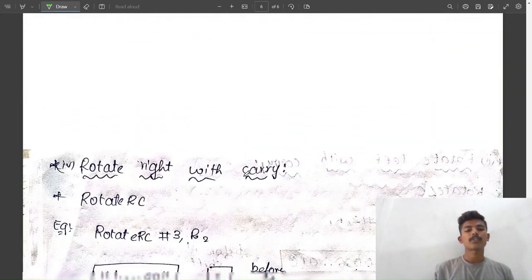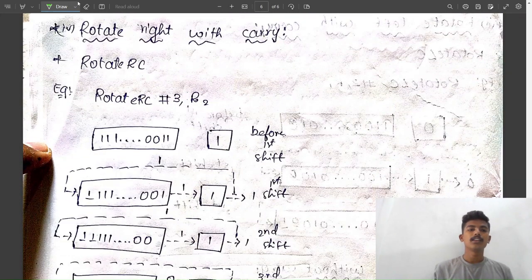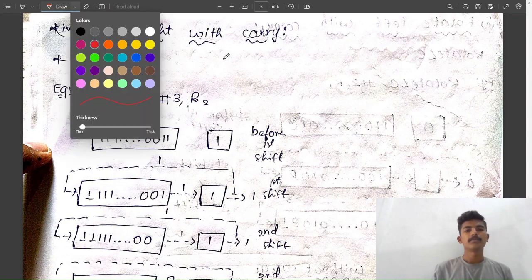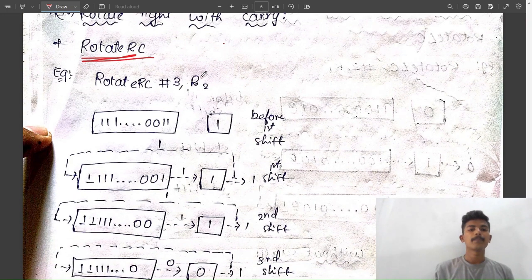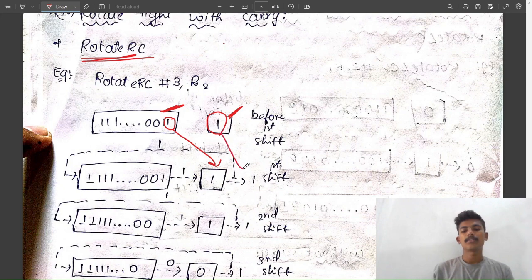Now let us see rotate right with carry. The notation is RRC, which means rotate right with carry. An example is RRC #2, R2. The data in the R2 register is 111, so on 0011, and by default we are taking 1 as present in the carry. We are performing rotate right. The rightmost bit is shifted towards the carry, and the previous bit which is present in the carry will be shifted outside.